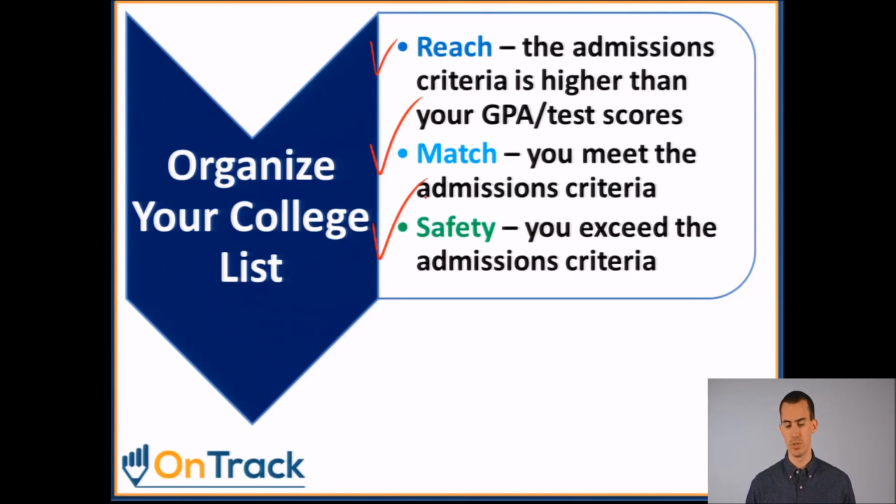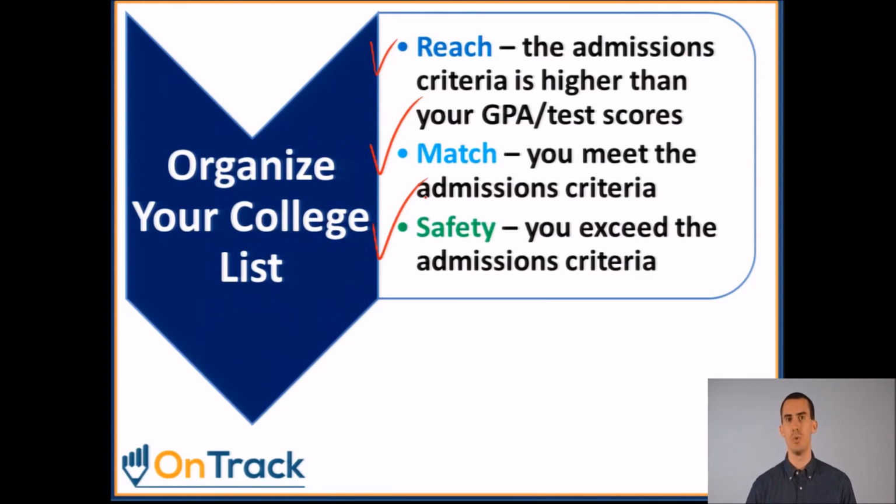So reach schools, those are the ones where their admissions criteria, and we have GPA and test scores down here, but there's other things that go into admissions criteria. But say the average GPA for students who go there is a 3.7 or above, but your GPA is a 2.8. Well, then that school is probably going to be a reach for you. Now, there might be ways for you to get into that school because of other talents that you have, sports, or maybe you're really good at an instrument or something, and their music department needs someone with that instrument. There might be other ways for you to get in there, but based on their admissions criteria, that's probably going to be a reach.